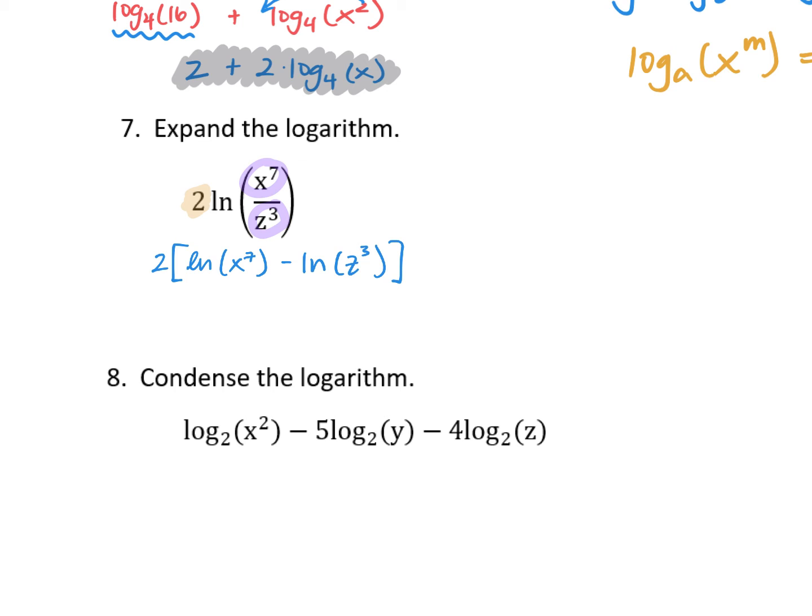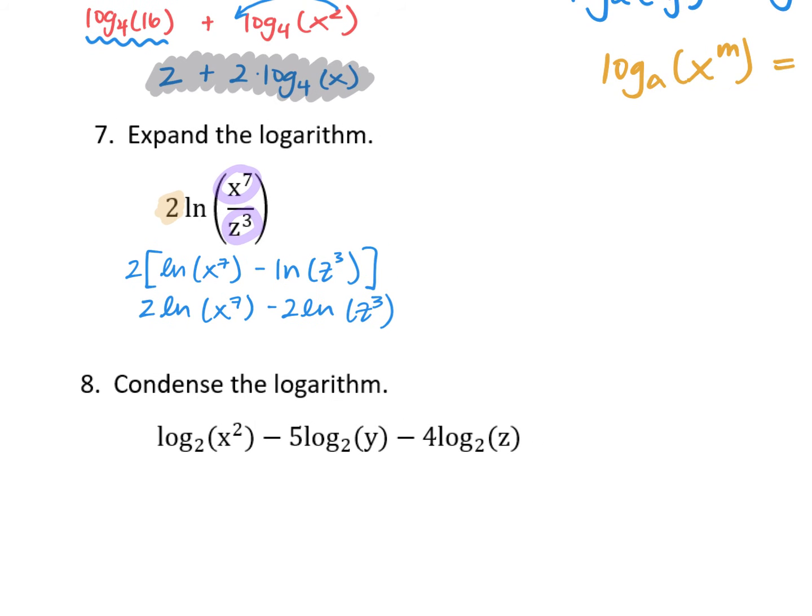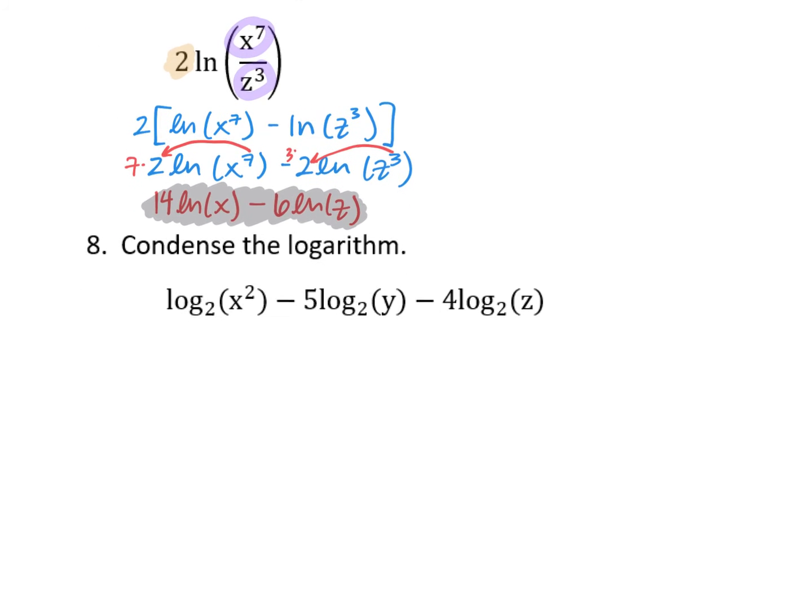I'm going to distribute this coefficient of 2 in here, so I get 2 natural log of x to the 7th power minus 2 natural log of z cubed. The last step is to take these exponents and bring them out in front as additional coefficients. So I'm going to multiply 7 times 2 to give me 14 times the natural log of x. Negative 2 times 3 gives me a negative 6 times the natural log of z. And this is my final expanded expression. Nothing to evaluate since both of these expressions have variables in the argument.